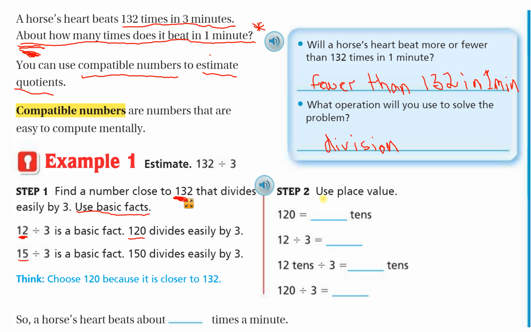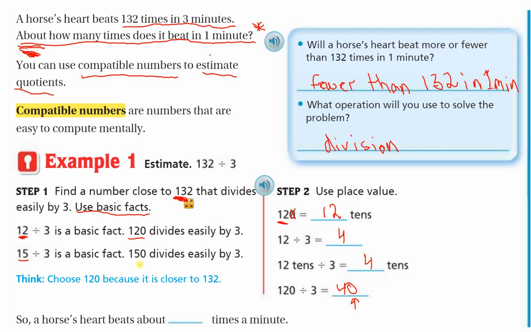So let's look at step 2. 120 is 12 tens, right? We're looking at the first two numbers there, 12 tens. 12 divided by 3, we did that yesterday, is 4. So 12 tens divided by 3 would be 4 tens. And another way we can write 4 tens is 40. So see how we focused on the first two numbers, we ignored the 0, but then when we came to our final answer, we added the 0 back in at the end of our answer.